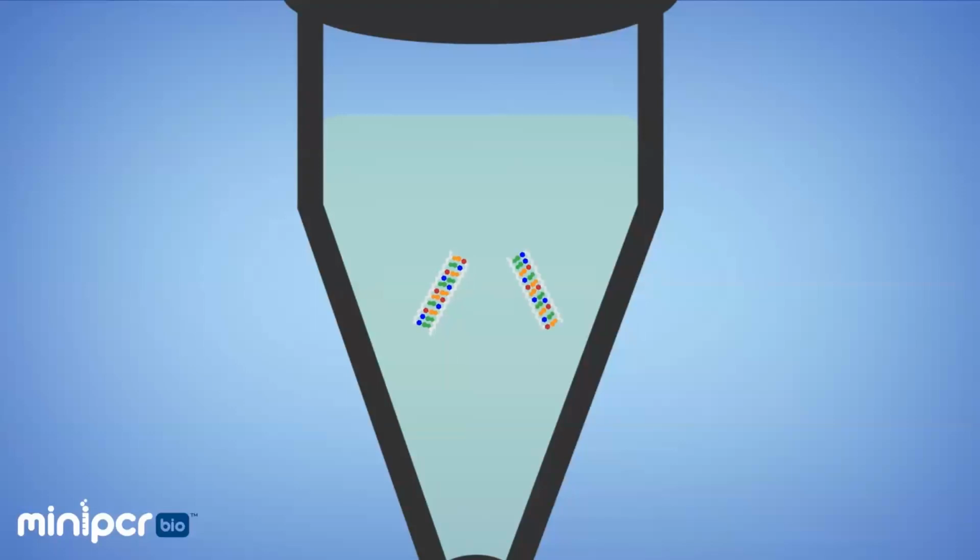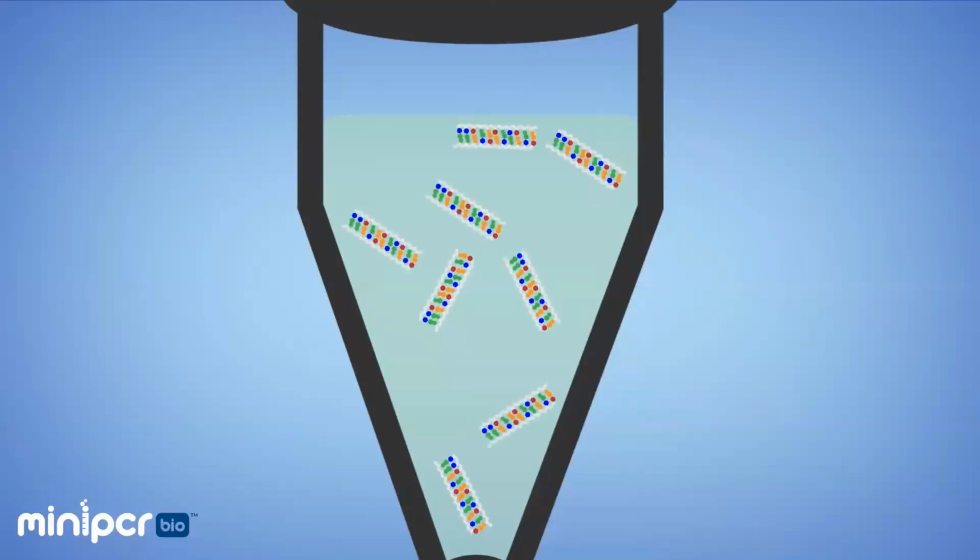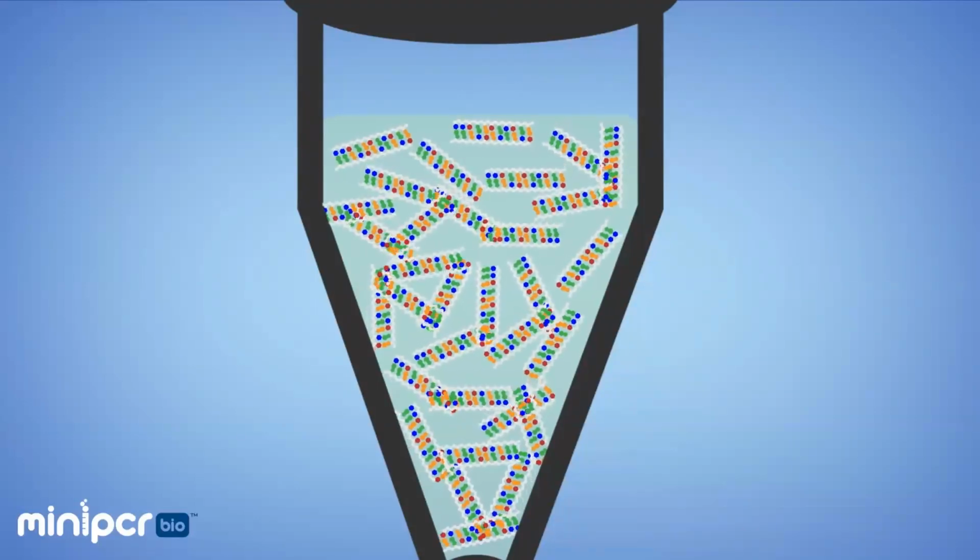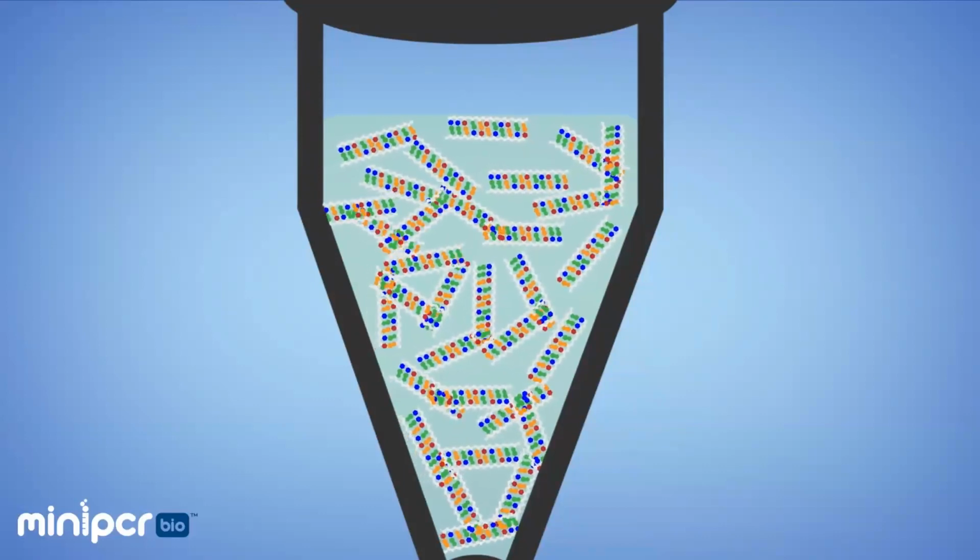Most PCRs will run for about 30 cycles, which should give us about 1 billion copies of our original target sequence for every one copy we started with. For all of this copying to work, we need the exact right ingredients. So let's take a closer look at exactly what we put into each tube.